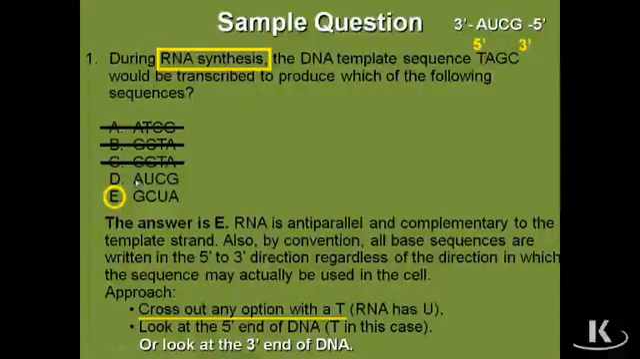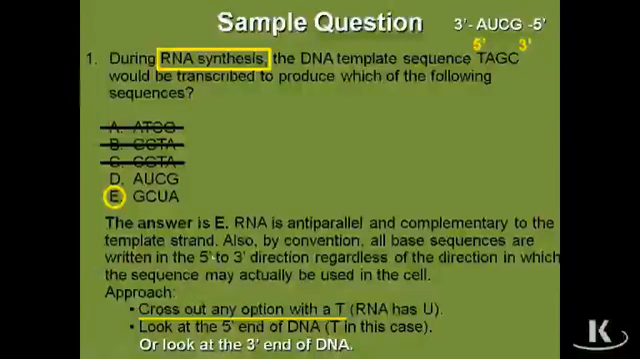So many probably looked right at choice D and said, aha, this reads AUCG. That's the correct answer, right? Well, at first glance, yes. Seemingly, that looks like the correct answer choice. But over here, which direction are these being reported in? What's the default? What's the convention in which these are being written? It's 5 to 3 prime.